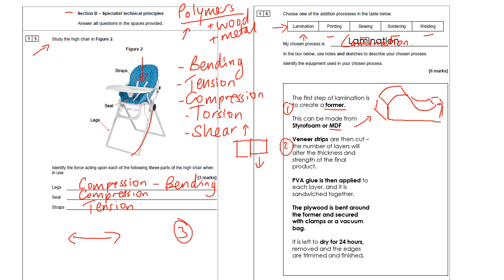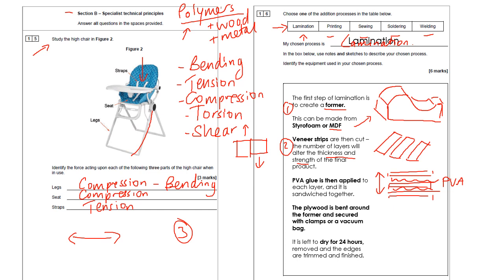Step 2, veneer strips. Thin bits of plywood are then cut. The way that I would show that is just to have some different pieces. The number of pieces that you have would determine how thick the plywood is going to end up, but also how rigid and how stiff it's going to be. So the thickness is going to change the strength of the final product. Then you are going to layer them together. I'm going to do a side view, and then you might have PVA in between the layers, and those are all squashed together.